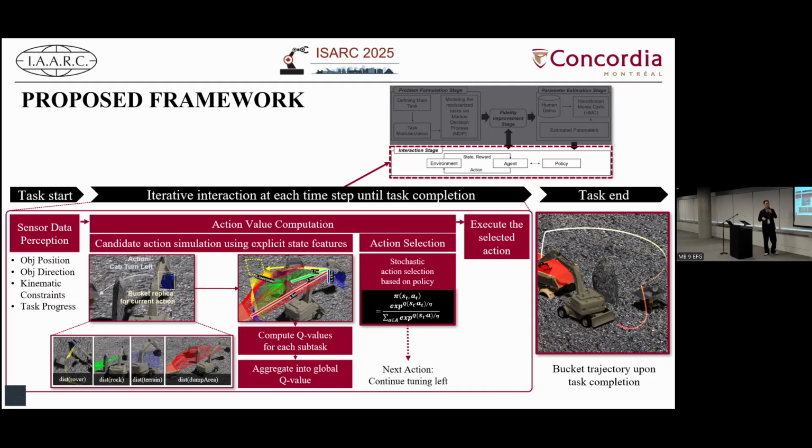So it means that all the candidate actions have their own expected value. By using those values, we can select actions probabilistically. And then once everything is done, the bucket trajectory can be visualized like the figure on the right.